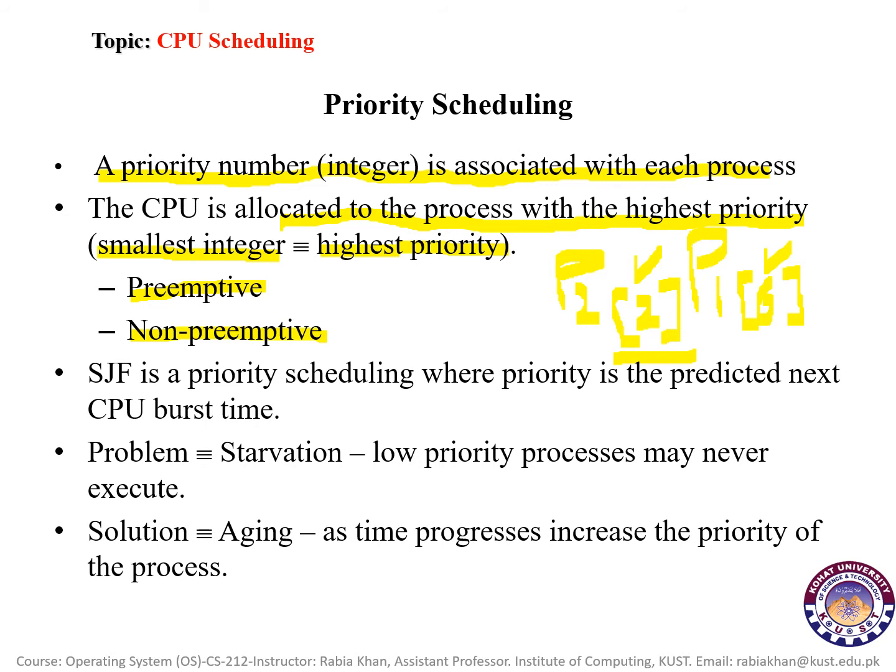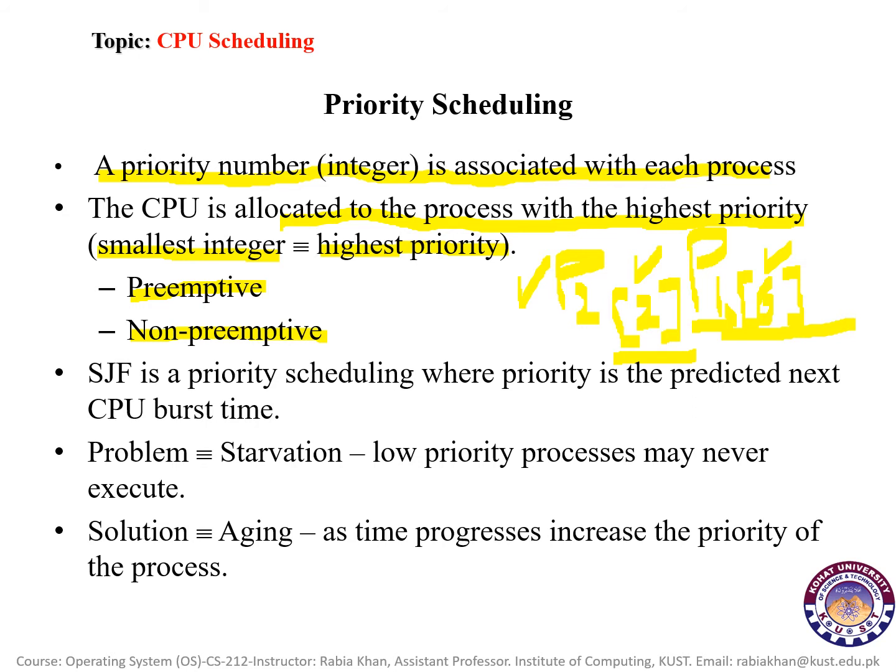Its preemptive version is that, for example, P1 is executing on CPU and during its execution P2 arrives in RAM. Now the priorities of both processes are compared. Since P1 has lower priority as compared to P2, the running process will be preempted and CPU will be assigned to P2. This is the preemptive flavor of priority scheduling.